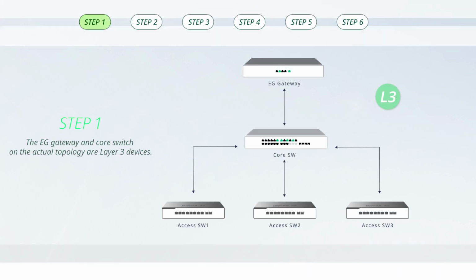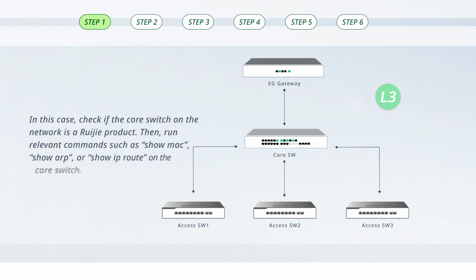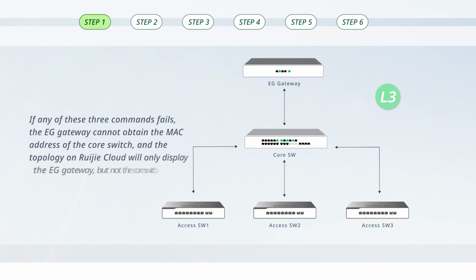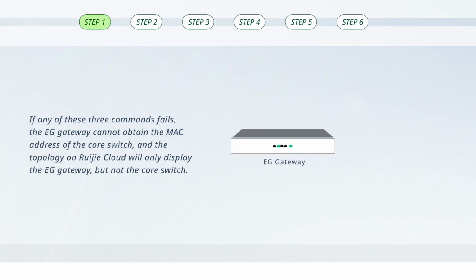Step 1. The EG gateway and core switch on the actual topology are layer 3 devices. In this case, check if the core switch on the network is a Ruijie product. Then, run relevant commands such as show MAC, show ARP, or show IP route on the core switch. If any of these three commands fails, the EG gateway cannot obtain the MAC address of the core switch, and the topology on Ruijie Cloud will only display the EG gateway, but not the core switch.